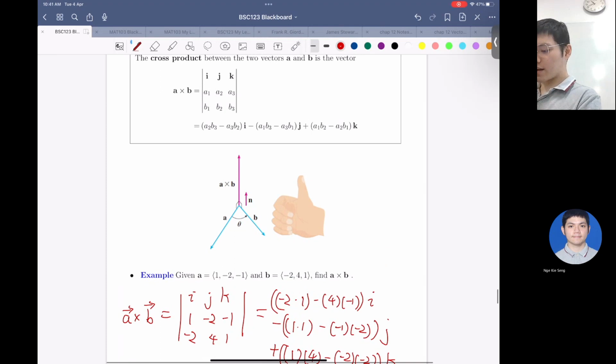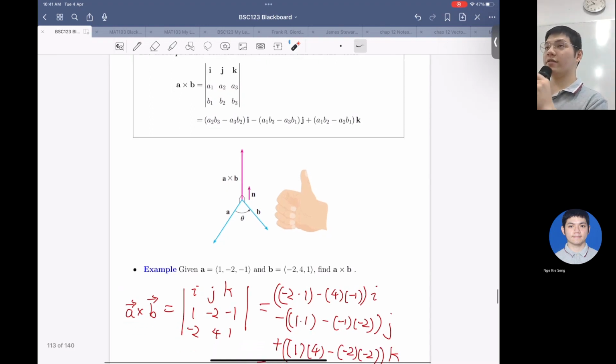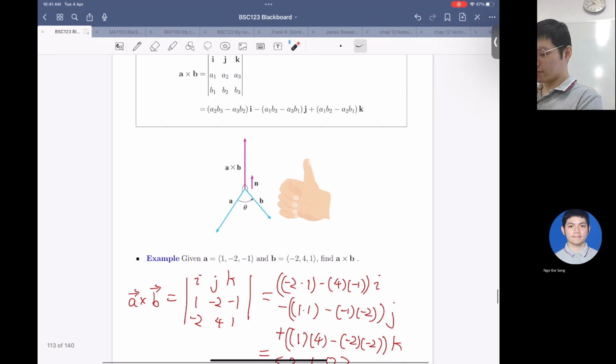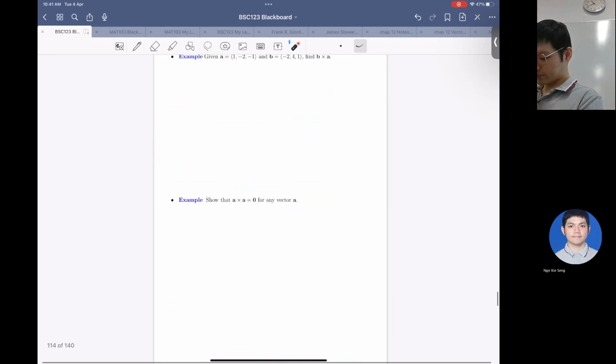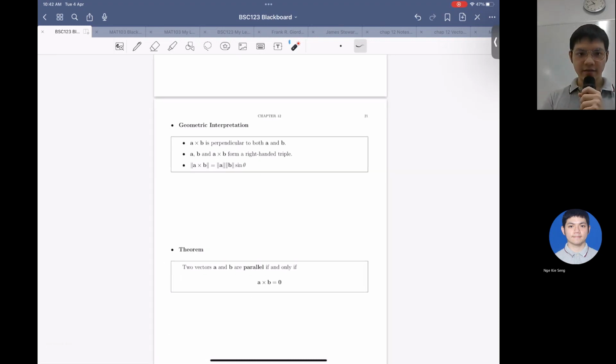Actually, in this cross product, do you notice some weird thing inside this 3 by 3 matrix? i and j are actually not numbers. Okay, but A1, A2, A3, and the B entries are numbers. So there's something going on here. If you're interested, you can look for the derivation, how we get this formula. Yeah. Okay, next.